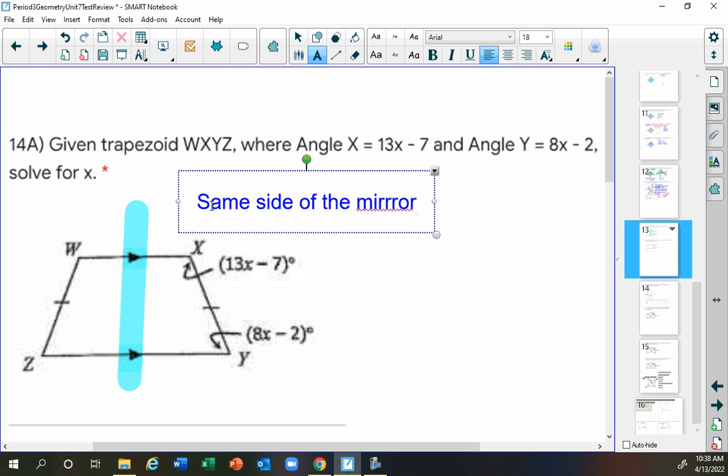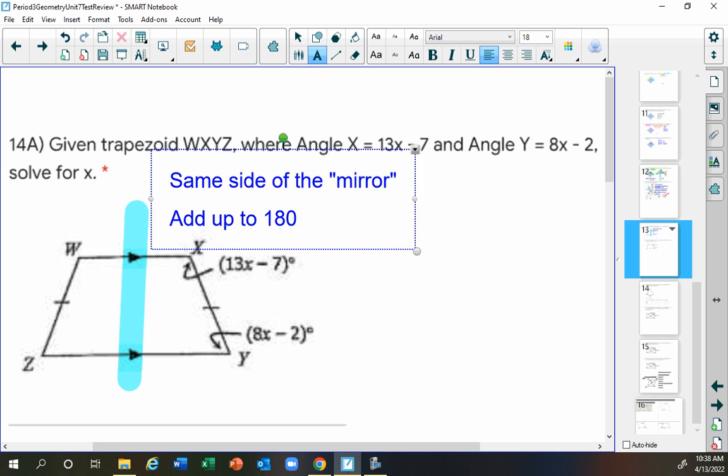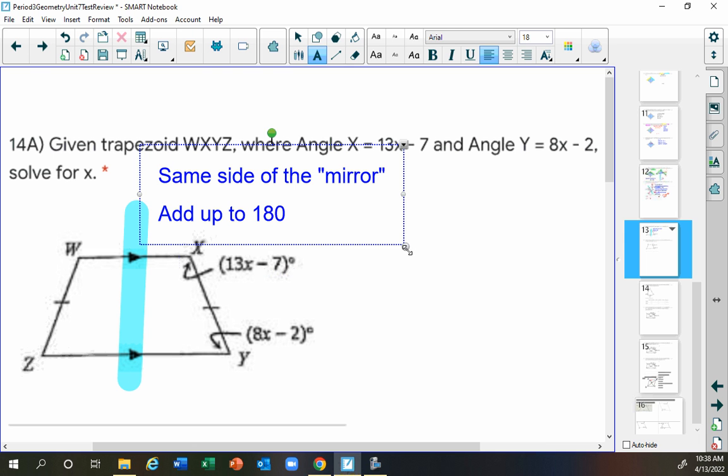Same side of the mirror. If they were opposites, like if this was over here, then yeah, you set them equal. The same side of the mirror, that means they add up to 180. That's something to think about. Look at where you're at. So then your setup will be the following.